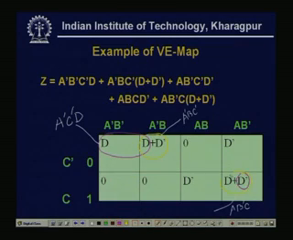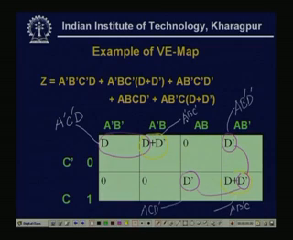This one will make a couple with this D dash, and they will form A B C D dash. These will form, this one and this one will form, because they are in same column. So, A B dash D dash.